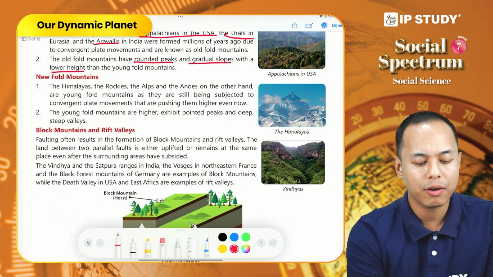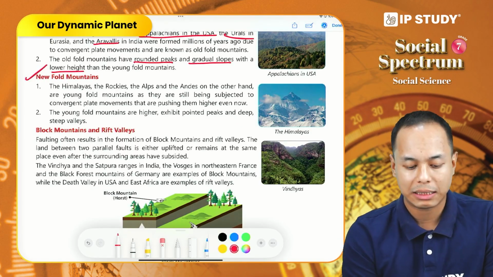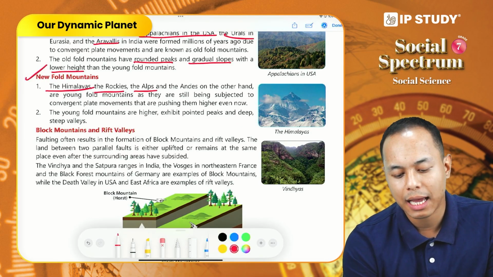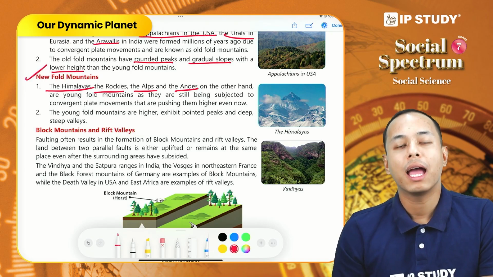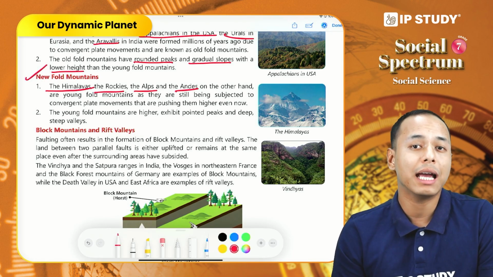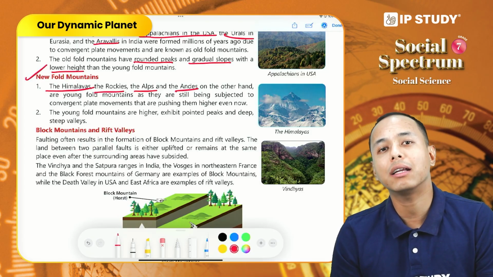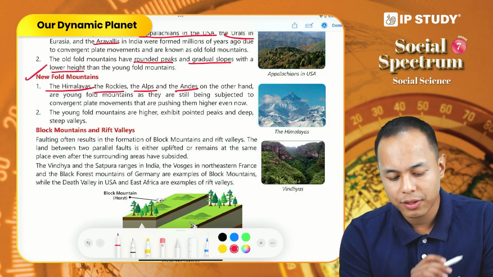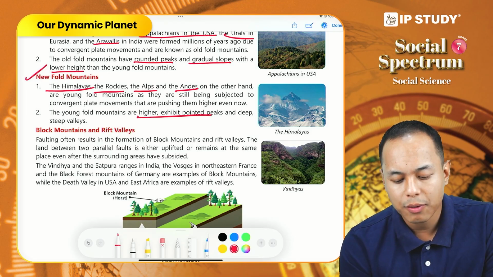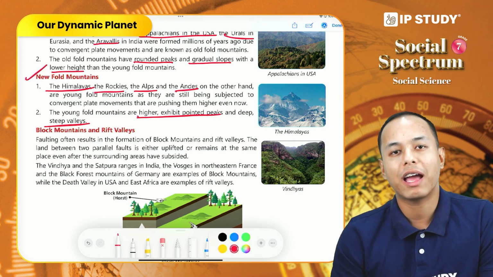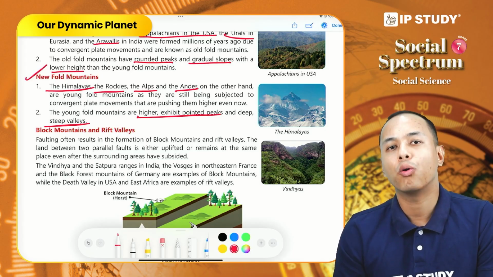On the other hand, when we talk about the new fold mountains, examples include our Himalayas, the Rockies, Alps, and the Andes. And they are still subjected to convergent plate movement. As a result, it is said that their height or altitude is still increasing. Their features: they have very pointed peaks, they have steep slopes and valleys, and they are taller than the old fold mountains.